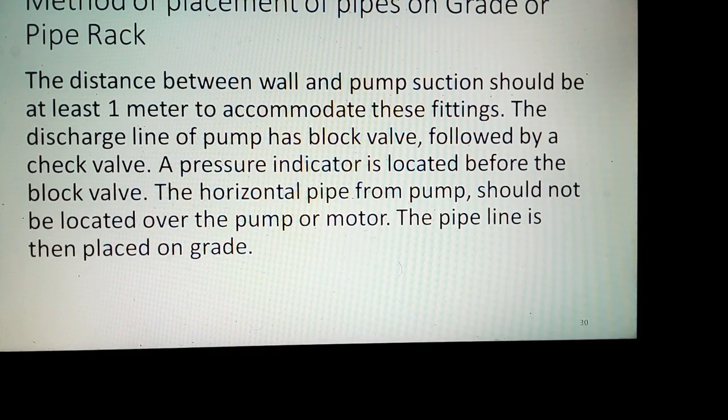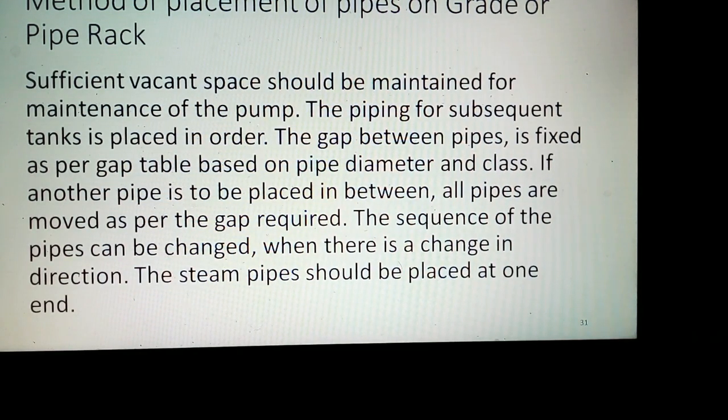The discharge line of pump has block valve, followed by a check valve. A pressure indicator is located before the block valve. The horizontal pipe from pump should not be located over the pump or motor. The pipe line is then placed on grade. Sufficient vacant space should be maintained for maintenance of the pump.